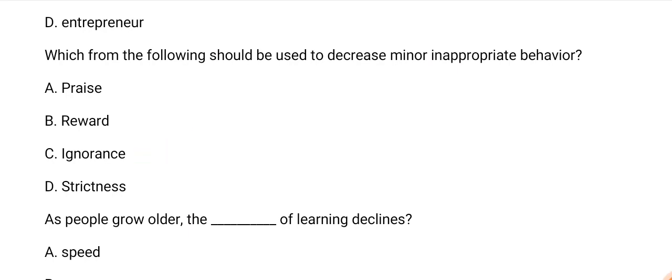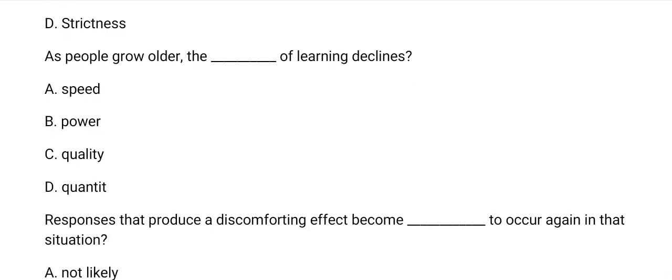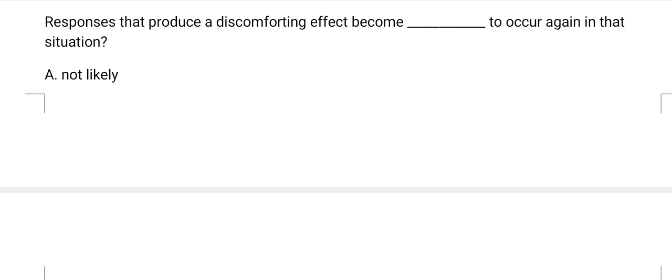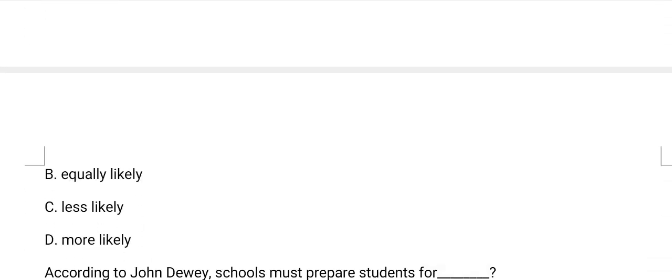Next question. As people grow older, the dash of learning declines. Its answer is option A, speed. Next question. Responses that produce a discomforting effect become dash to occur again in that situation. Its answer is option C, less likely.